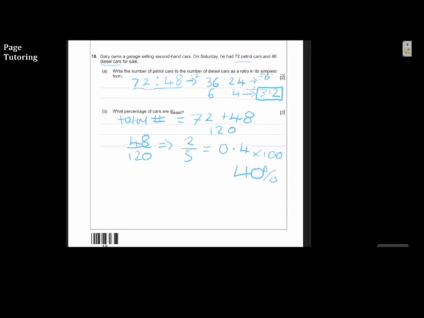Or we can skip that initial thinking step of getting the total and getting our fraction, and just look straight at our ratio, see out of 5 things, 2 of them would be diesel, so then we know 2 over 5, and then we do our final step.